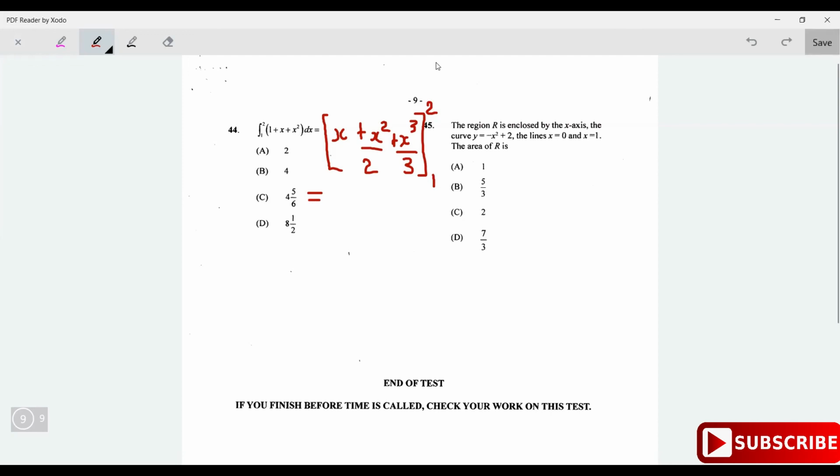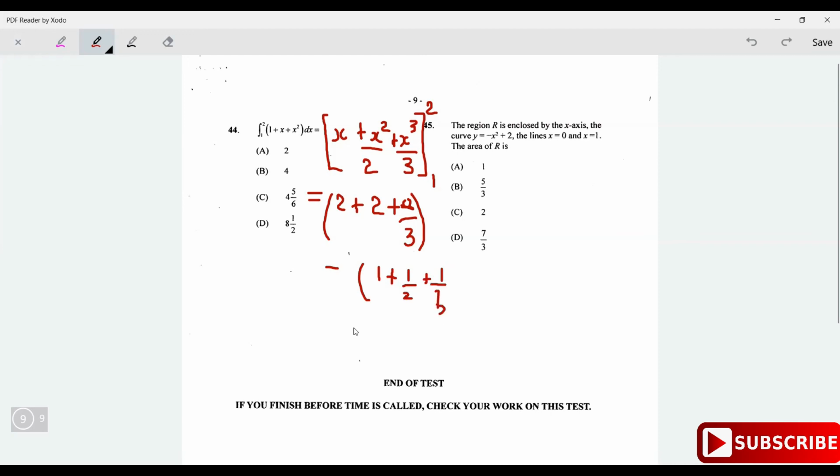All right, so you put that in right there now. And so what you get is plugging in 2. When you plug in 2, you get 2 plus 2 squared over 2, which is 4 over 2, which is 2, plus, we plug in 2 here, 2 cubed is 8, so that's 8 over 3. That's all of that. And then we're going to subtract. When we plug in 1, that's 1 plus a half plus 1 over 3. Nice and easy. So that is what we have.